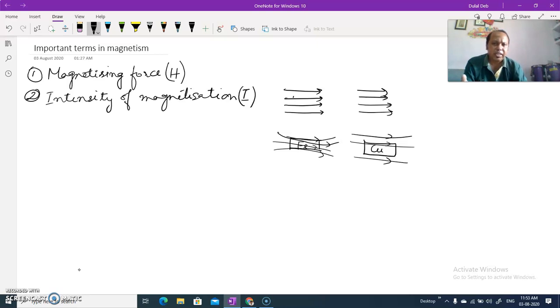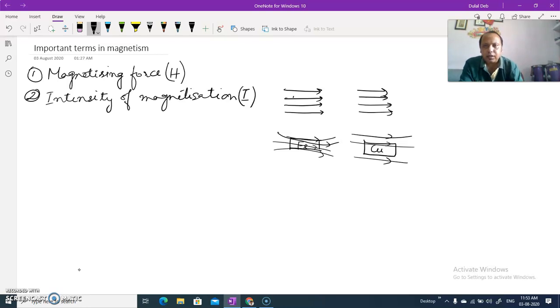So you need to understand these two terms very carefully. Magnetizing force is the property of the magnetic field, whereas intensity of magnetization is the property of the magnetic material, which decides the extent to which it will get magnetized. Because iron and copper placed in the same magnetic field, iron will get more magnetized because its intensity of magnetization is more.